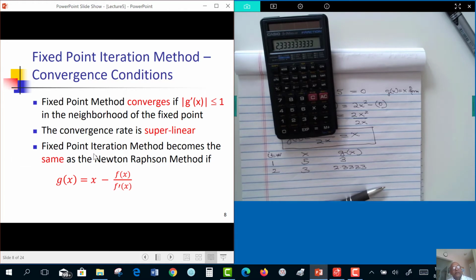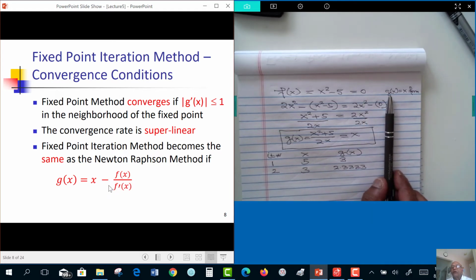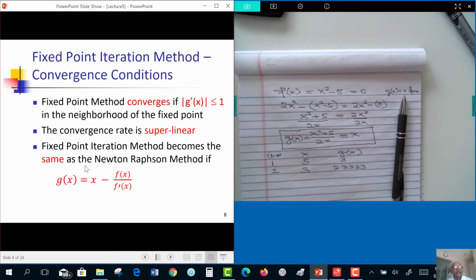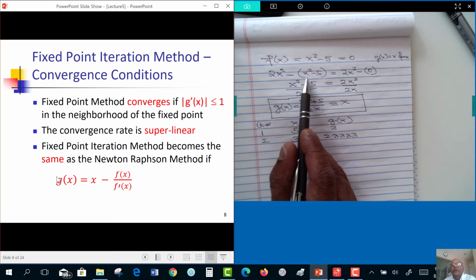Now it turns out that the fixed point iteration method is identical to Newton-Raphson method if we choose our function g such that it is x minus function over function prime. So remember, we had a form f is equal to 0. That is where that f comes from. We wanted to transform it into the form g is equal to x. So that is this function g. So now you may see why I did my transformation in a very strange way.